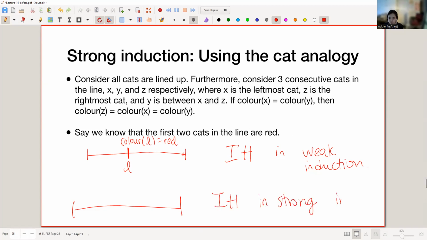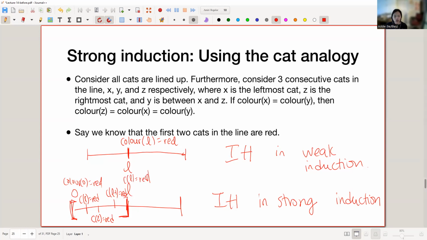For the inductive hypothesis for strong induction, we now have a whole set of numbers. Everything between our base case, which again, let's assume is 0, and L inclusive, all of these are red. So the color at 0 is red. If I abbreviate this to C, C of 1 is red. C of 2 is red. C of L minus 1 is red. All the way up to C of L is red. So we now know that everything within this span, all of those cats, are red.